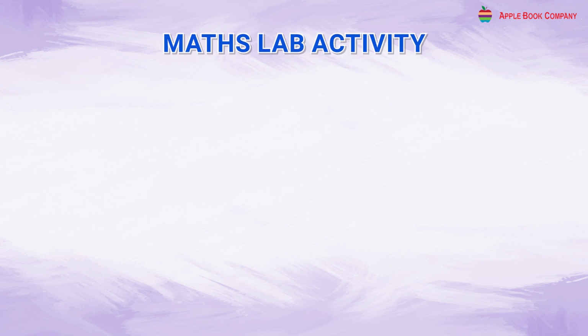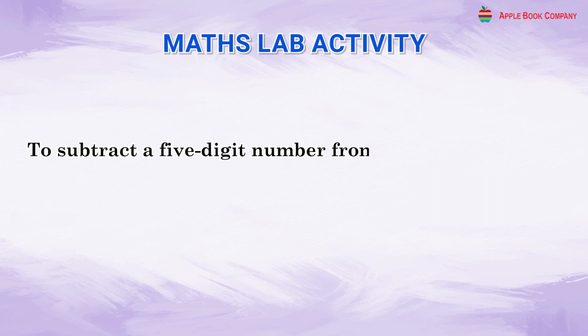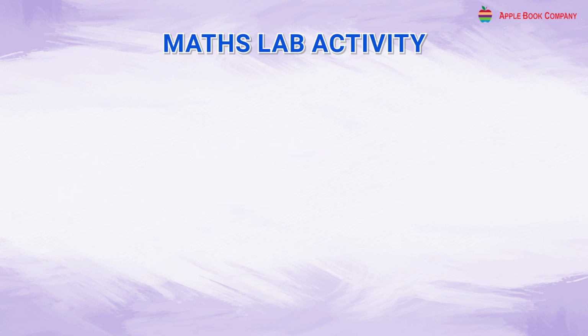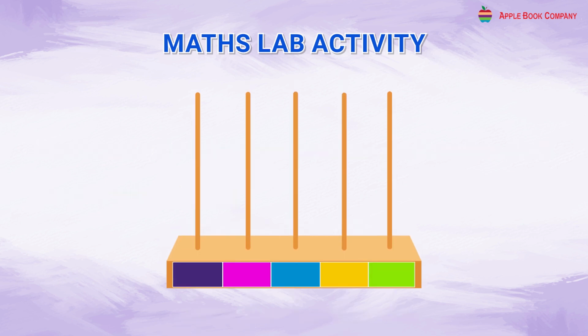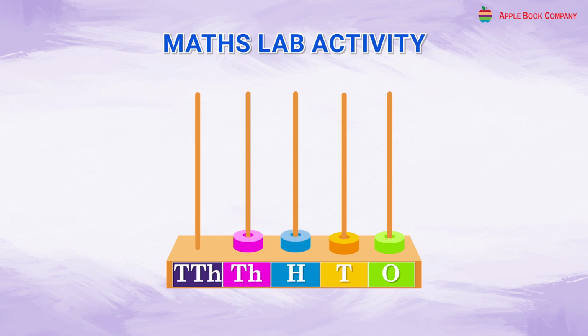Now let's do a maths lab activity. The objective here is to subtract a 5-digit number from another 5-digit number using an abacus. Materials required: an abacus with 5 sticks, and different colored beads which can move on its sticks. Method. Label the places of the sticks as ones, tens, hundreds, thousands, 10,000s from right to left. Let us use green beads for ones, yellow beads for tens, blue beads for hundreds, pink beads for thousands, and dark blue beads for 10,000s.